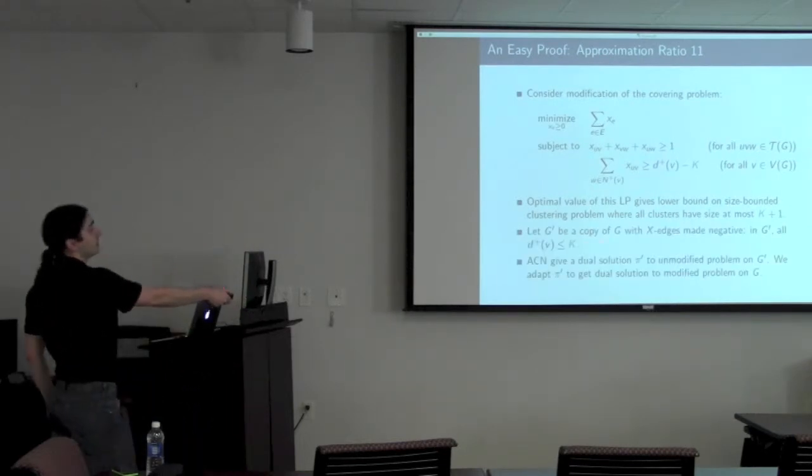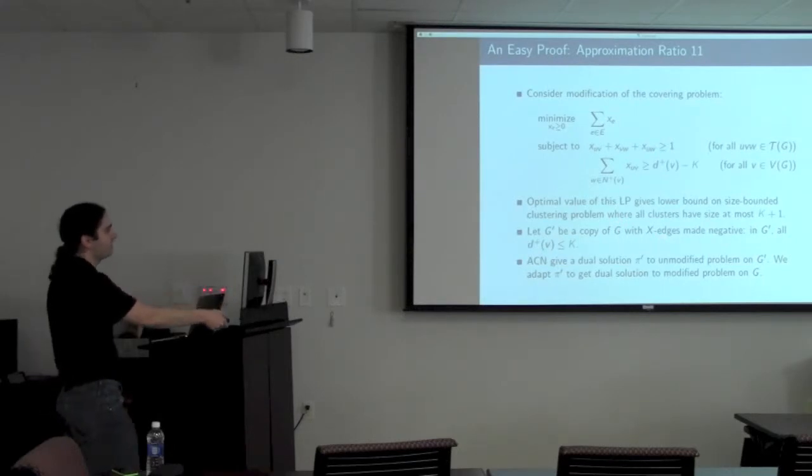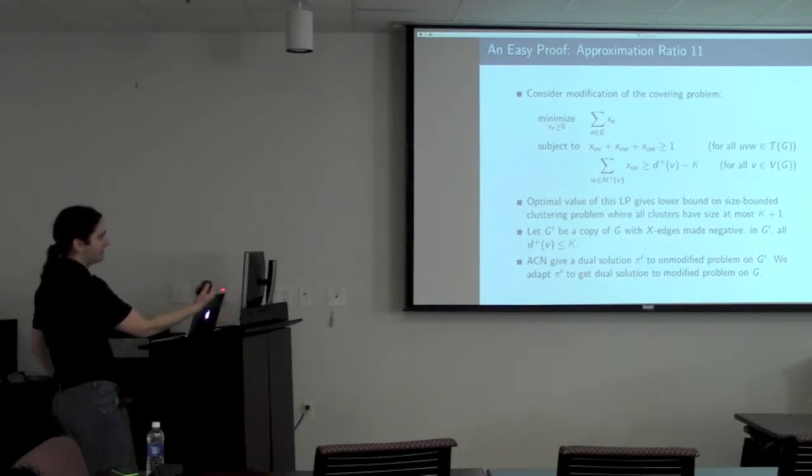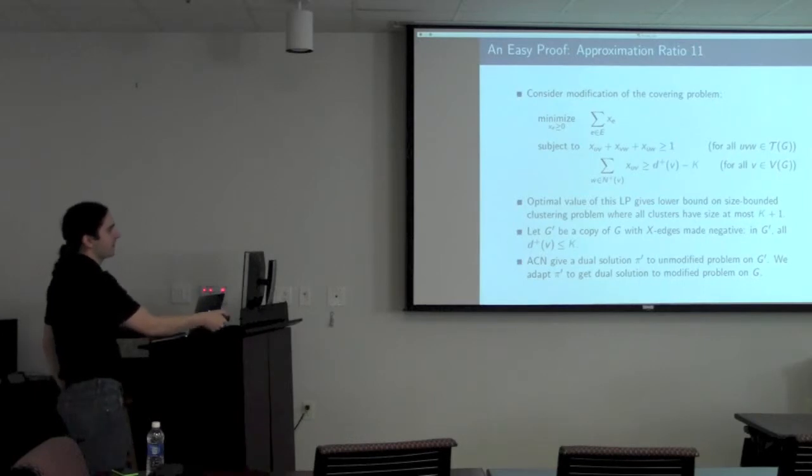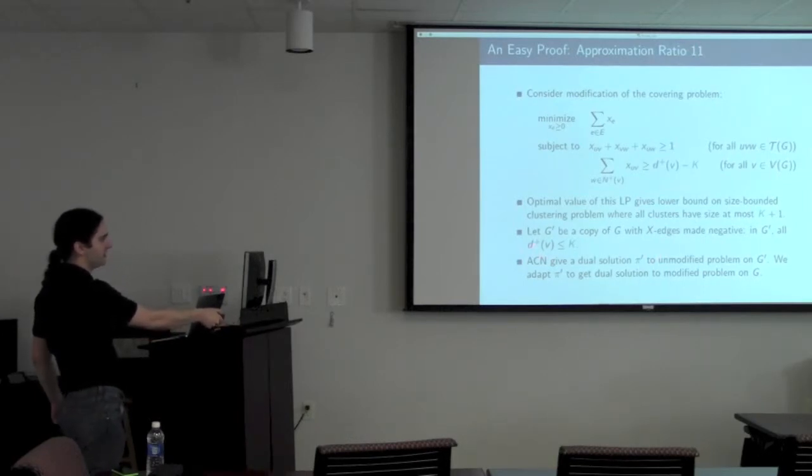So I'm going to make G prime a copy of G with all the X edges switched to negative, which indeed satisfies the degree constraint. And we're going to use pi prime, the dual solution that Ailon, Charikar, and Newman give us, to get a dual solution to this.